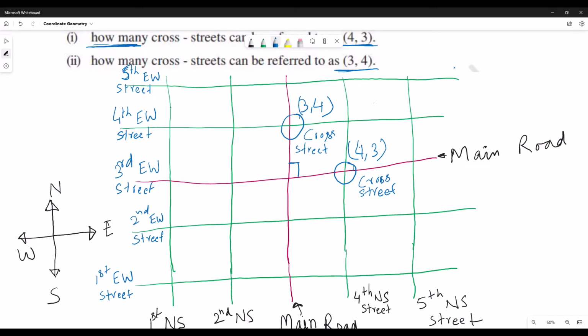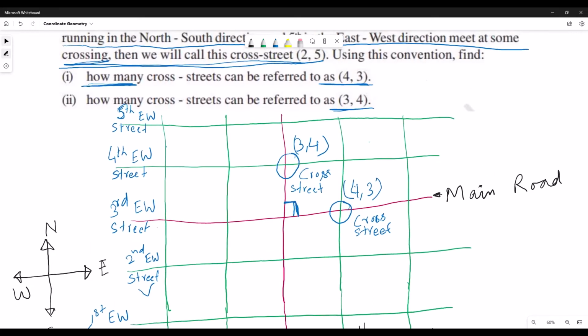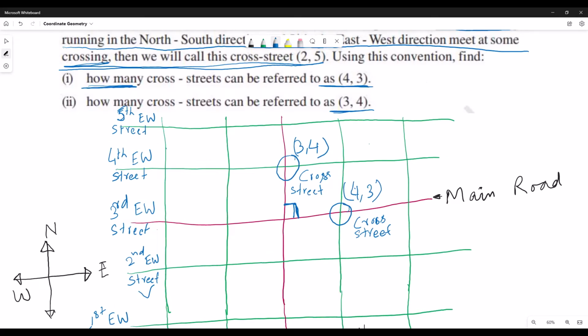So this is important. Why are these cutting at 90 degrees? Because the direction of these roads are north-south and east-west, so they have to cut each other at 90 degrees. And these are the other streets that run parallel to the main street. This is the first east-west street, this is the second east-west street, this is the third east-west street, that is the main road as well, and the fourth east-west street and the fifth east-west street.